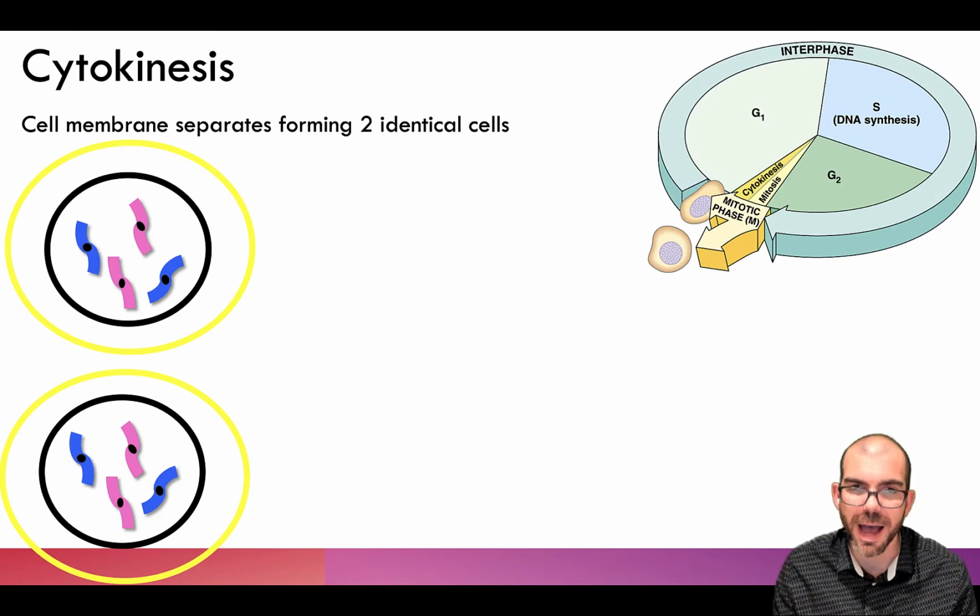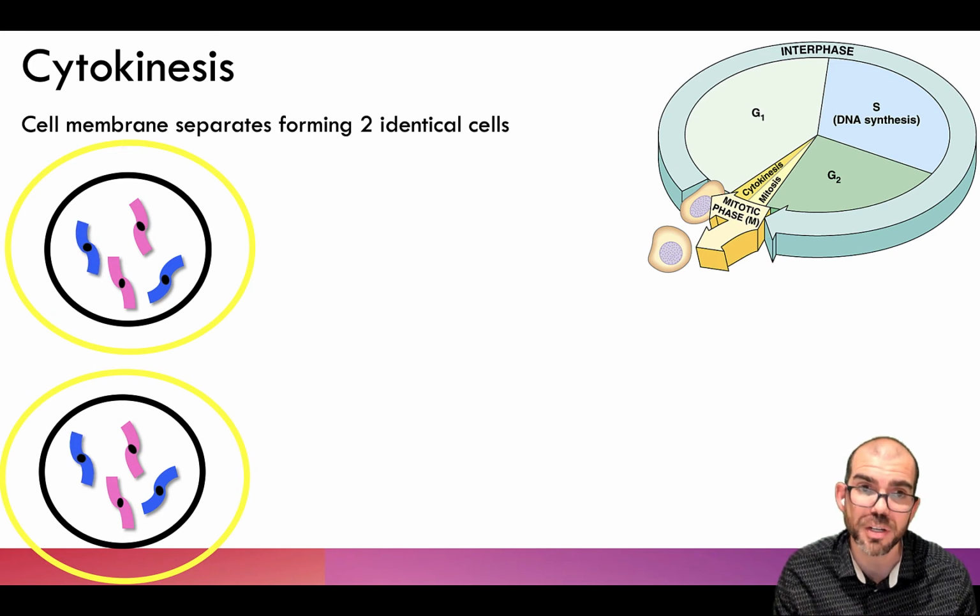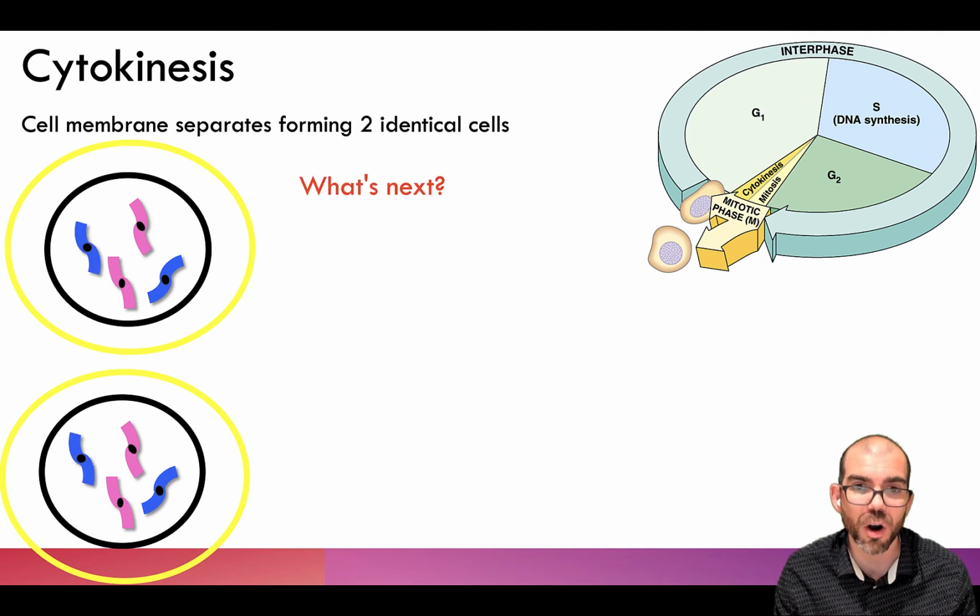Once telophase is passed, we now have cytokinesis. This occurs once the cell membrane is fully pinched in and now separated into 2 different cells. Notice we've now started with 1 cell with 4 chromosomes and ended with 2 cells that each have 4 chromatids. So these cells are genetically identical, but what's going to happen now?